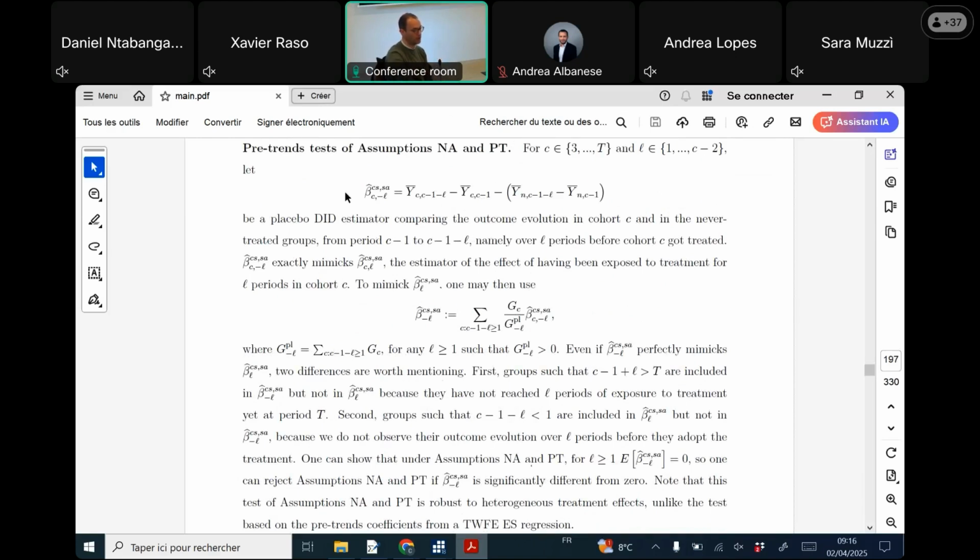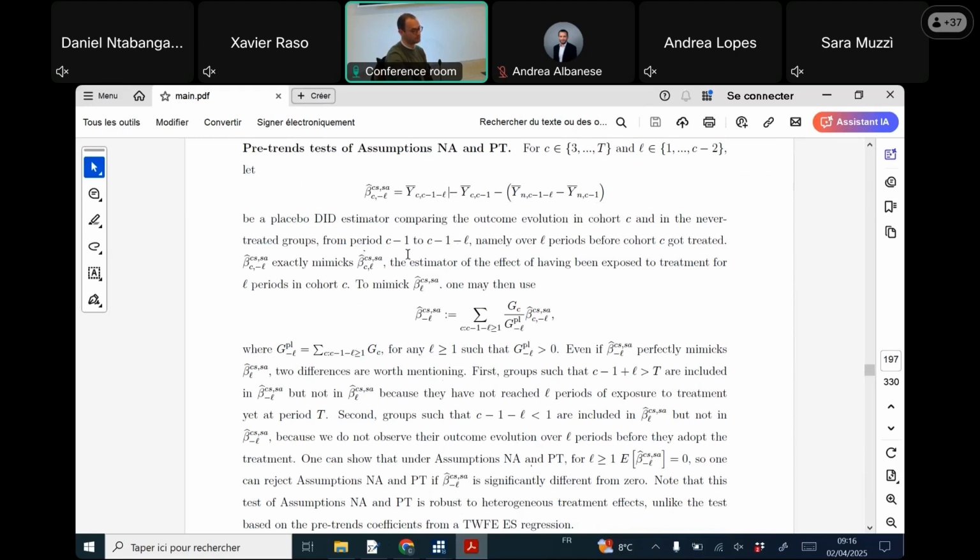So once we've done that, notice that we can do that only for adoption cohorts that adopt at period 3 at least, because if you adopt at period 2, we cannot compute an outcome evolution for you before you adopt treatment. And we can only do that for L's such that L is lower than C-2, because if L is greater than that, then you're going to be trying to compute an outcome before your data even starts, so you won't be able to do that.